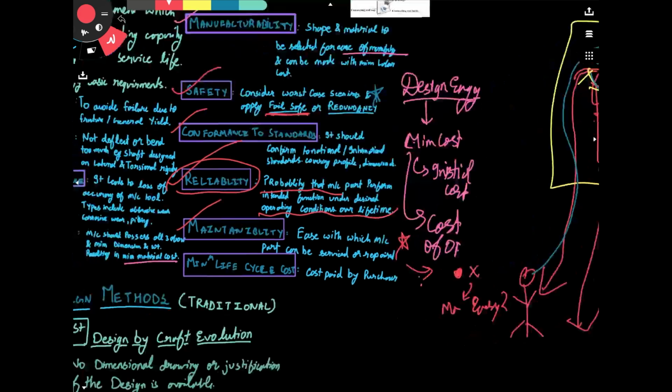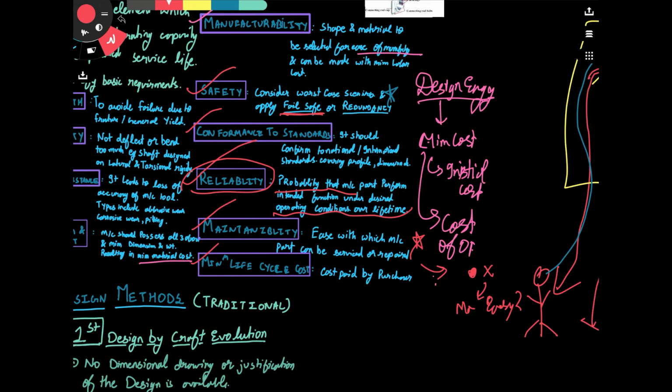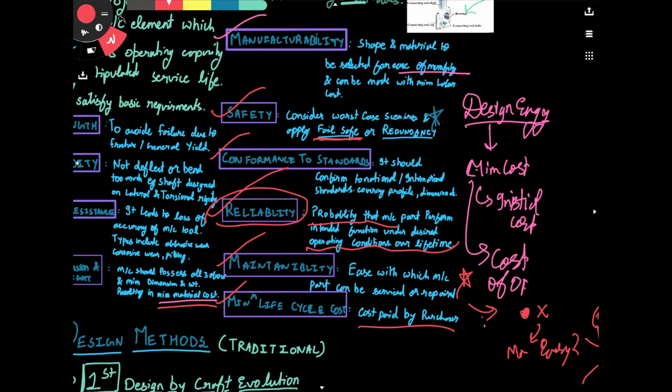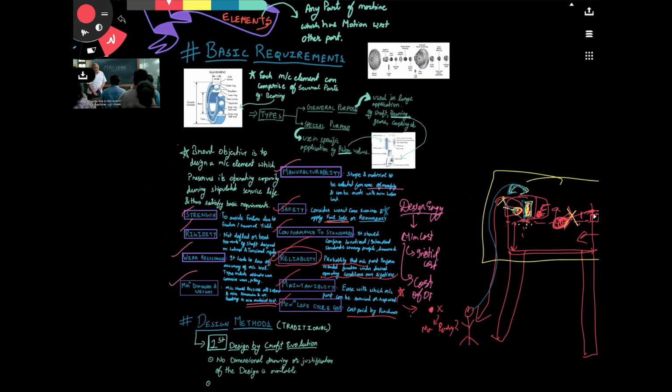Now, minimum life cycle cost. As I told earlier, a designer should always think in terms of cost optimization. So, the cost paid by the purchaser, right? After purchasing the equipment, if a purchaser is paying cost throughout its lifetime, then also the design is not very good, right? So a designer should look into that.